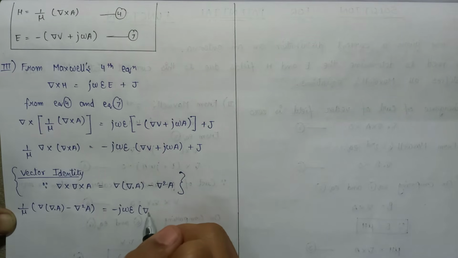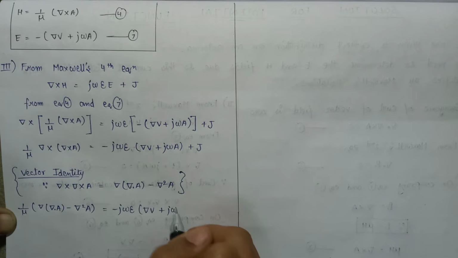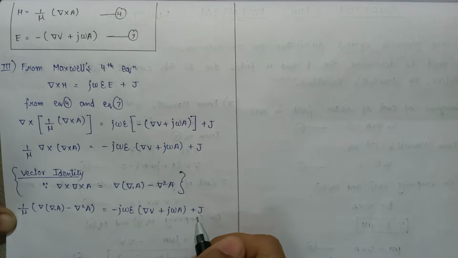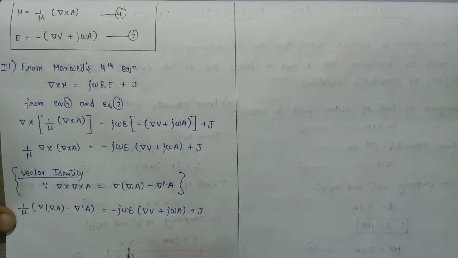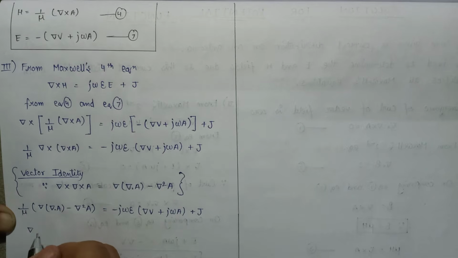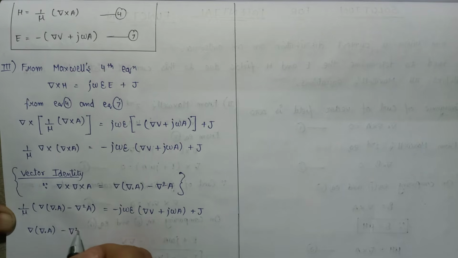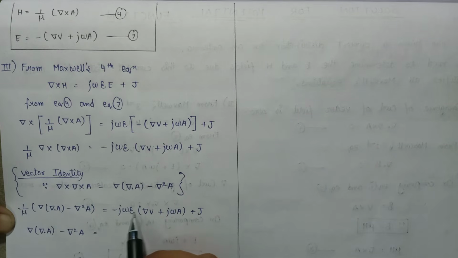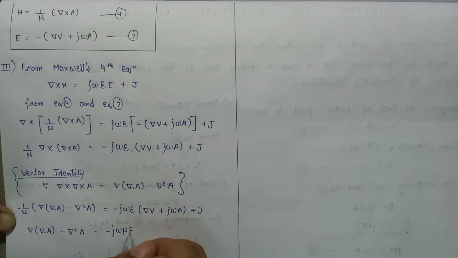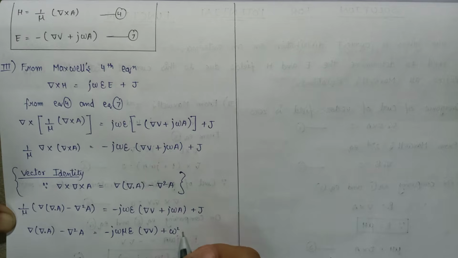then plus j omega A plus j. Now if we rearrange these terms, then it will look like this, that is divergence of A minus of del 2A, that will be equals to this 1 over mu will get cross multiplication in the RHS side, so it will become minus of j omega mu epsilon del V plus omega square mu epsilon A plus j mu.